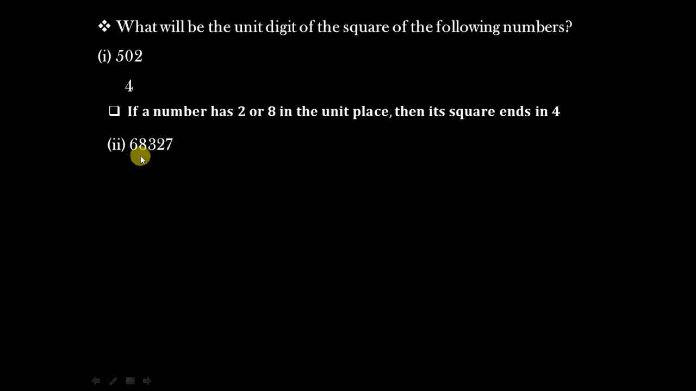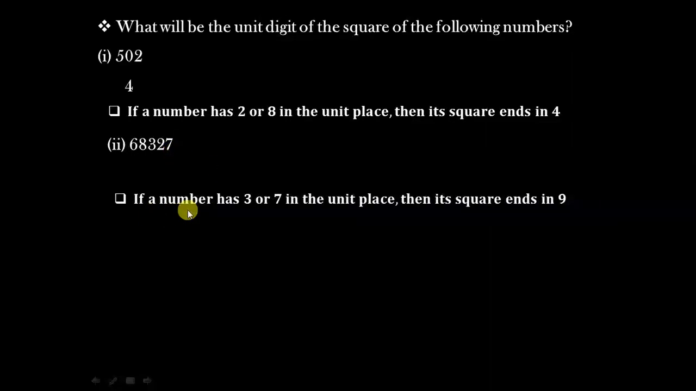Number 2, we have 68327. That means 7 is in the unit place. So we know that if a number has a 3 or 7 in the unit place, then its square ends in 9. So the unit digit of the square of 68327 is 9.